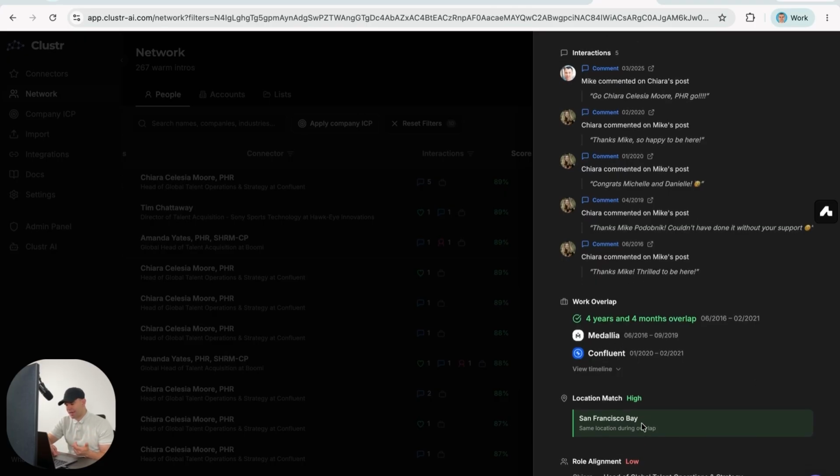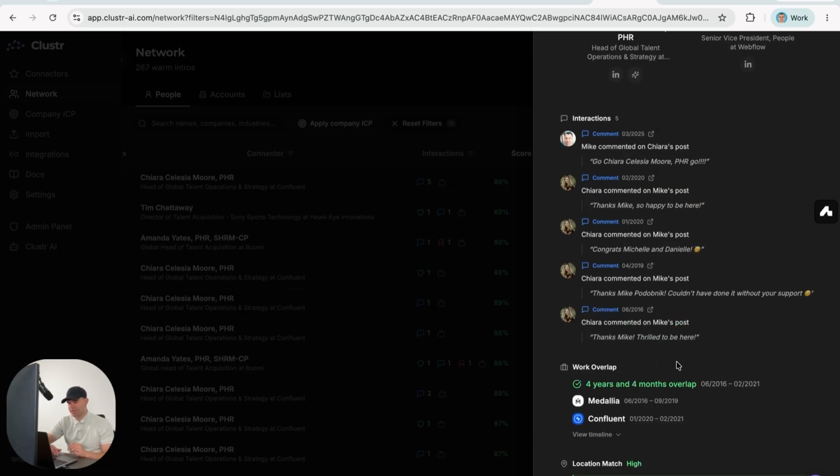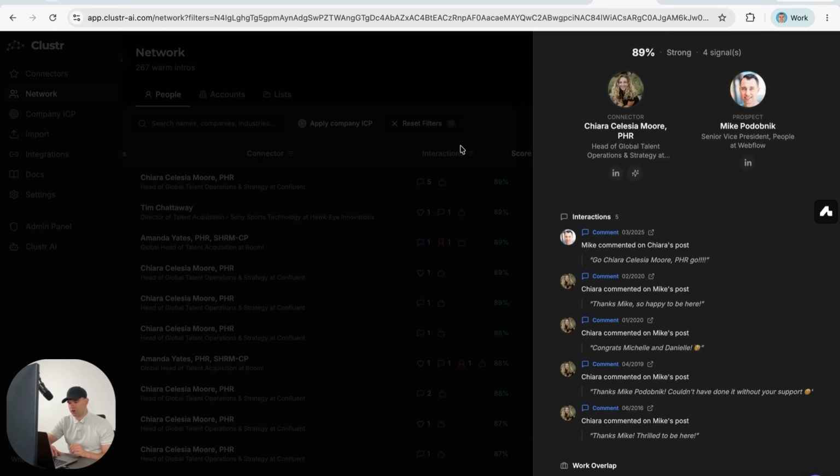They were in the same location during the overlap. And even though it's heavily penalized on role alignment, actually, there is some role alignment. They were both either in people or talent, and they're very kind of high vicinity departments. So they would have most likely known each other as well there. And we can see from all of these interactions that they do know each other really, really well. So really strong relationship there.